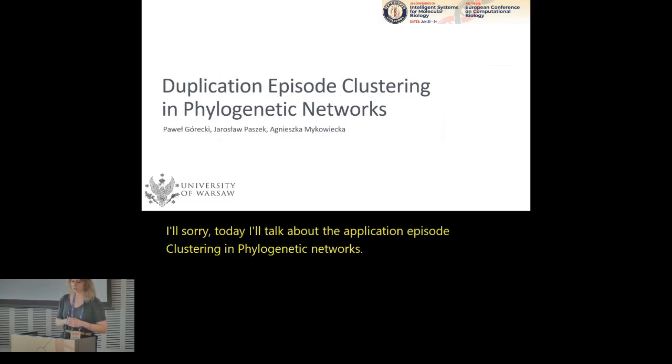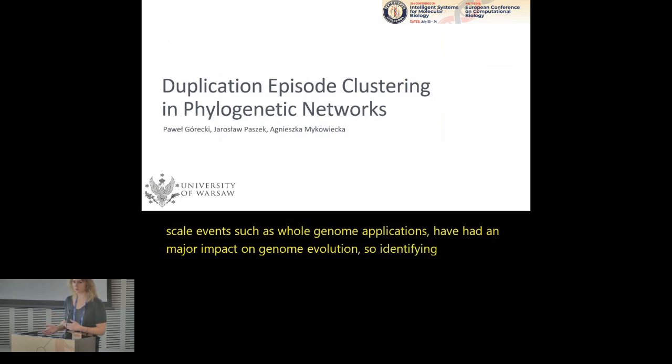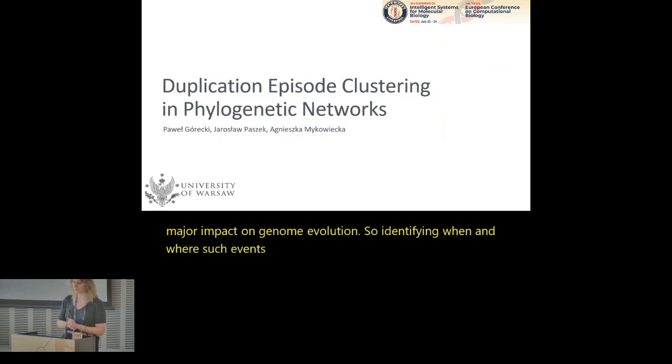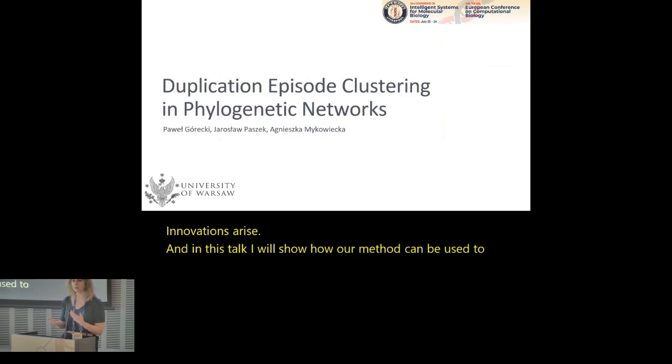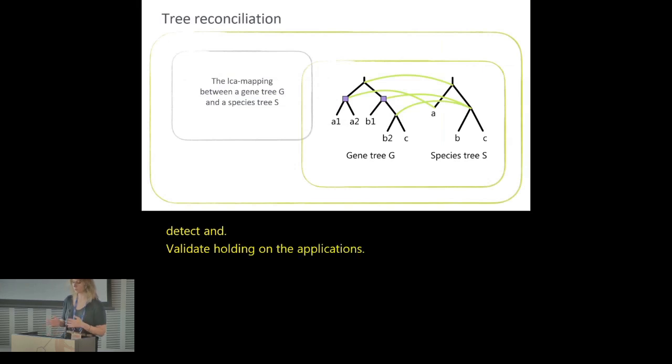Gene duplications, especially the large-scale events such as whole genome duplications, have had a major impact on genome evolution. So identifying when and where such events occurred can help us understand how new functions or any biological innovations arise. And in this talk, I will show how our method can be used to detect and validate whole genome duplications. But let's start from the beginning.